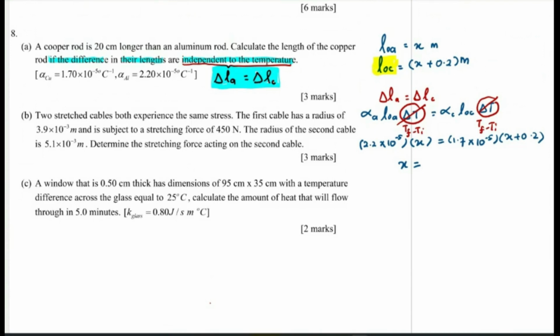Dapat 0.68. Berapa X? 0.68. Okay, betul. Sama. Therefore, L naught C is equal to X plus 0.2. Dapat 0.88.